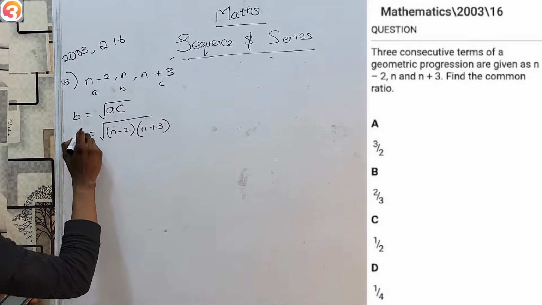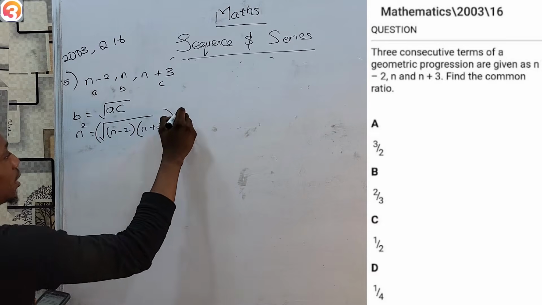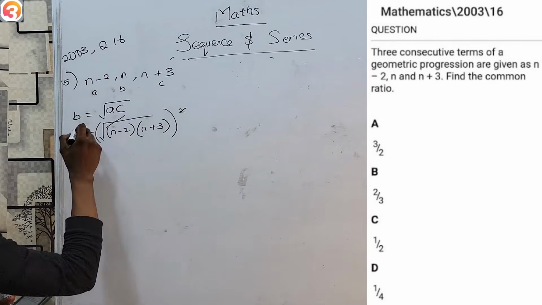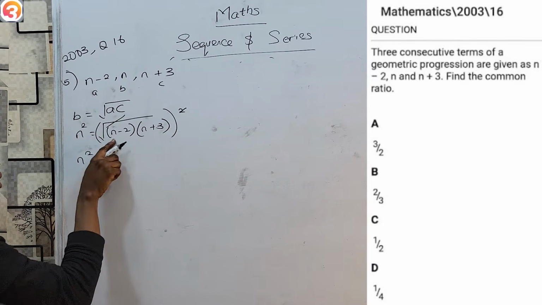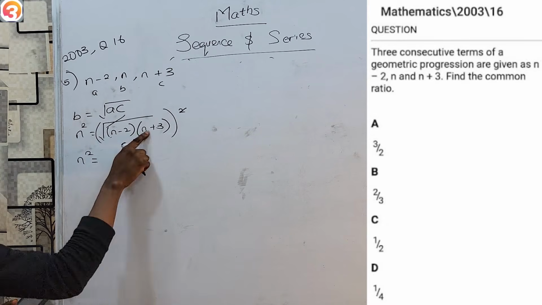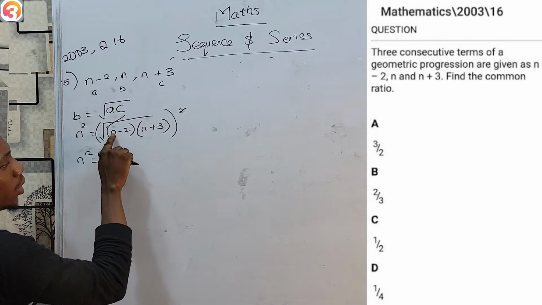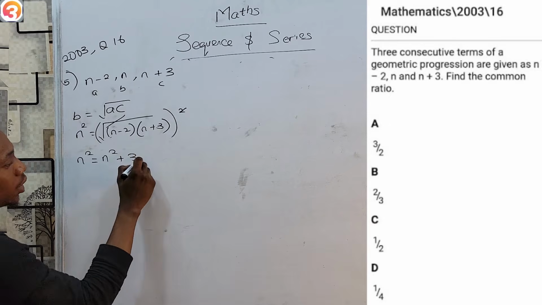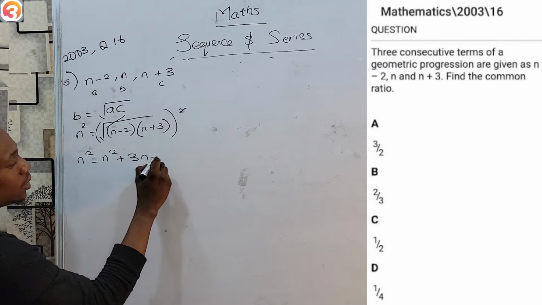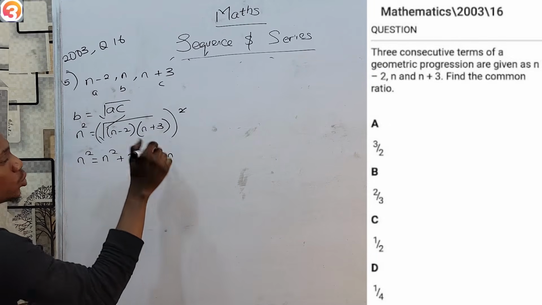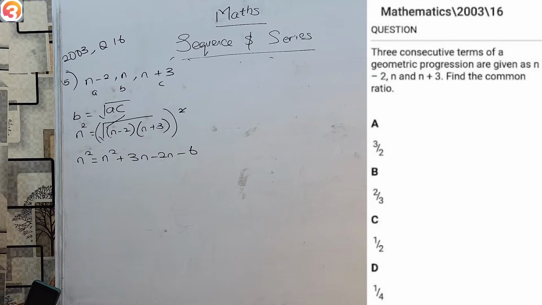Well, let's cancel this square root first of all by squaring both sides. Square root cancels square. So n squared equals, let's multiply these. N times n is n squared. N times 3 is 3n. Minus 2 times n is minus 2n. Minus 2 times 3 is minus 6.